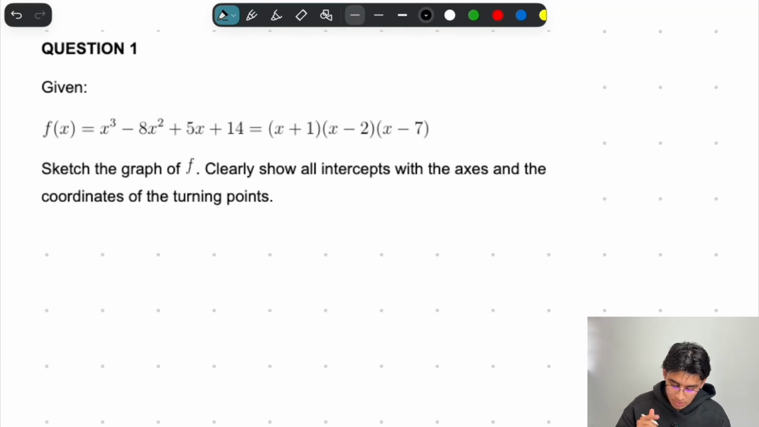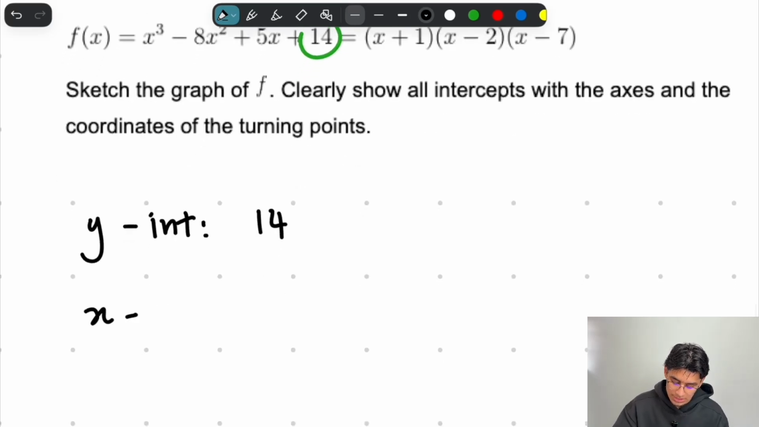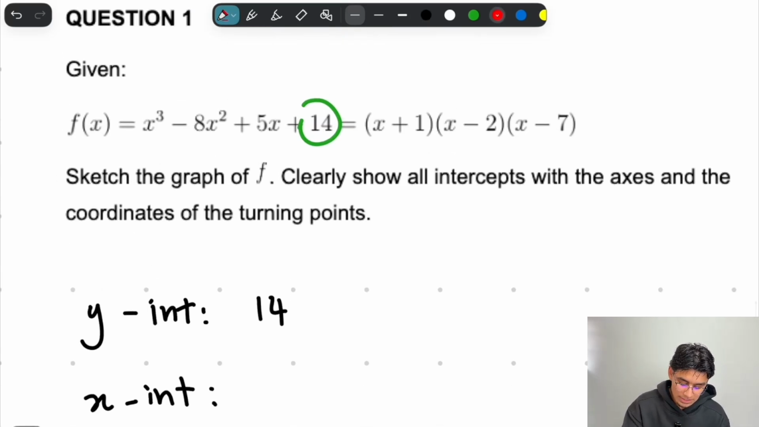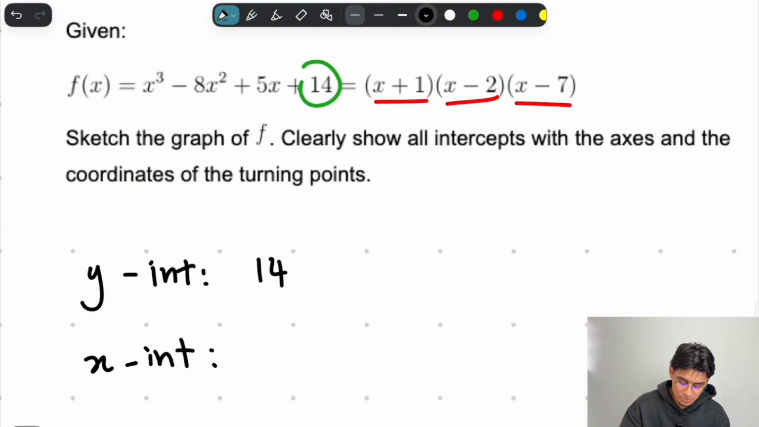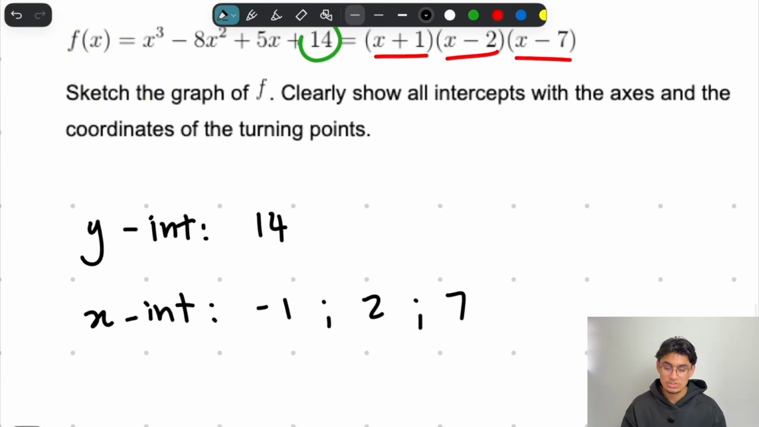So the first thing we want to find is the y-intercept. For our y-intercept, it is literally just this 14 here at the end. So the y-intercept is 14. Next are the x-intercepts. Because it's already factorized, it's just these values over here. So the one value is -1, the other value is 2, and the other value is 7.